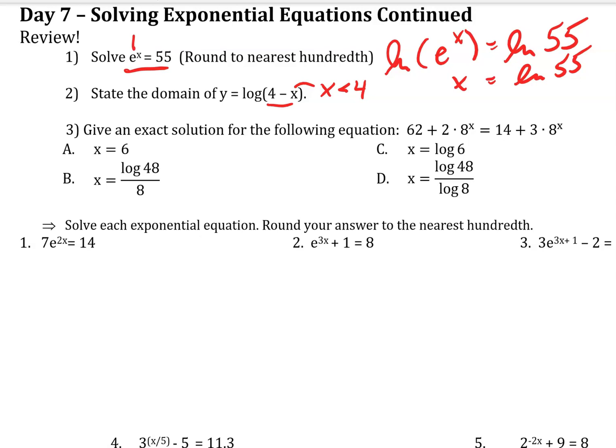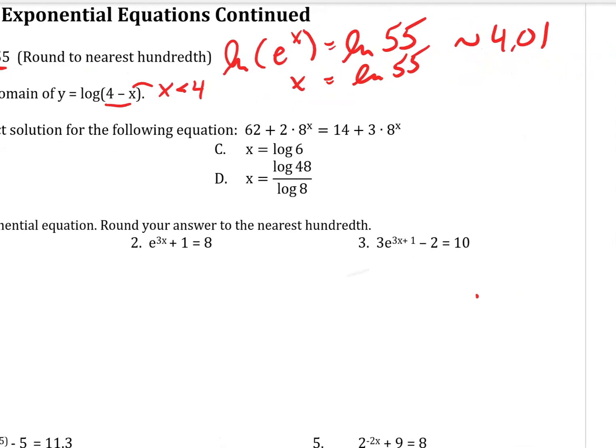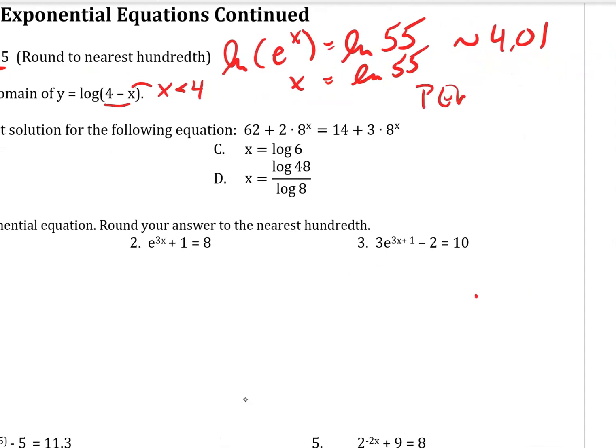Give an exact solution to the following equation. 62 plus 2 times 8 to the x equals 14 plus 3 times 8 to the x. First, we're going to apply our order of operations, PEMDAS. There are no parentheses. The exponent goes with 8 to the x. That's fine. Multiplication, 2 times 8 to the x, and this is 3 times 8 to the x. So we're going to hold on to those separately. And then we have division. We don't have any of that. Addition and subtraction. Well, we do have addition. So let's subtract 14 from each side.